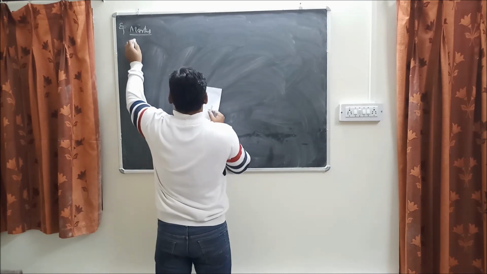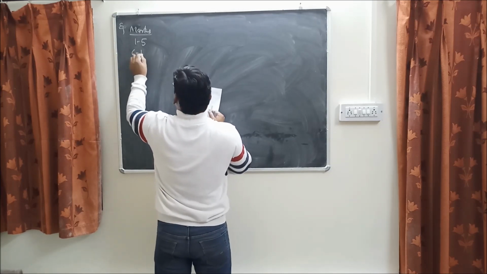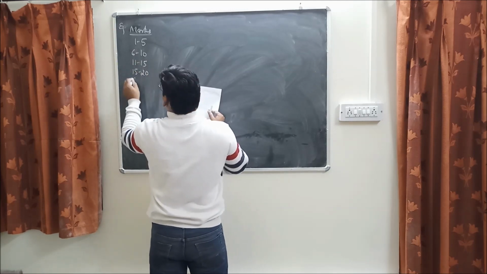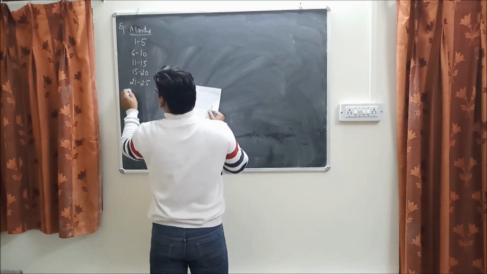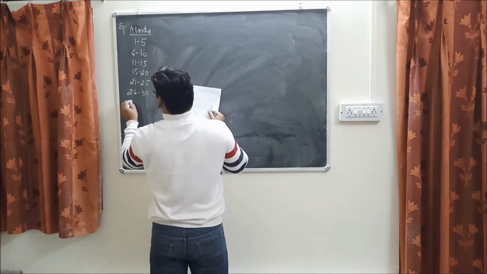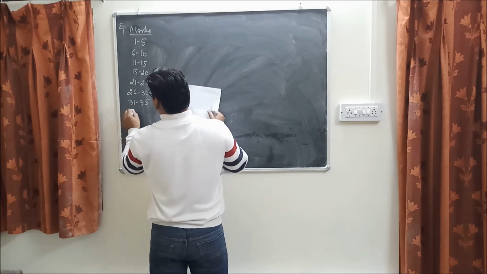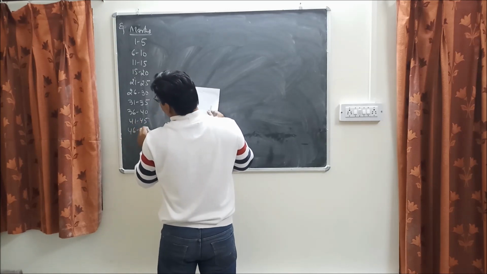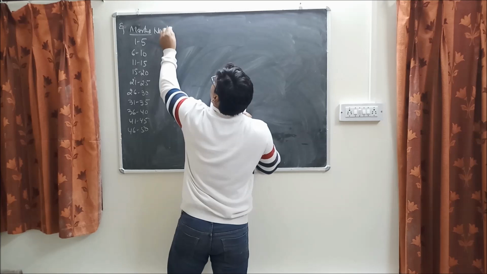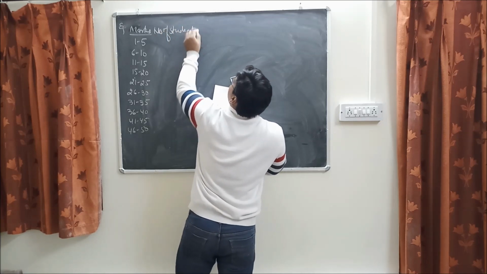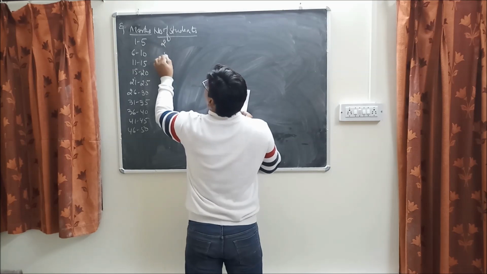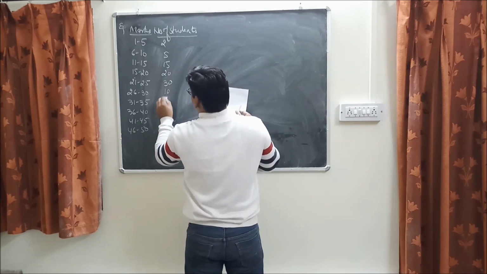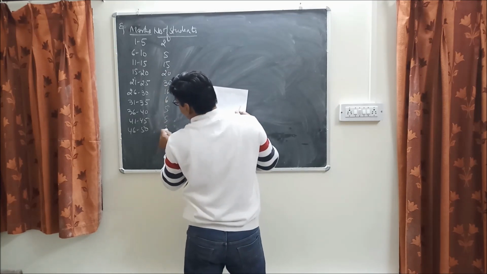Marks: 1 to 5, 6 to 10, 11 to 15, 16 to 20, 21 to 25, 26 to 30, 31 to 35, 36 to 40, 41 to 45, and 46 to 50. Number of students: 2, 5, 15, 20, 30, 10, 6, 5, 5 and 2.